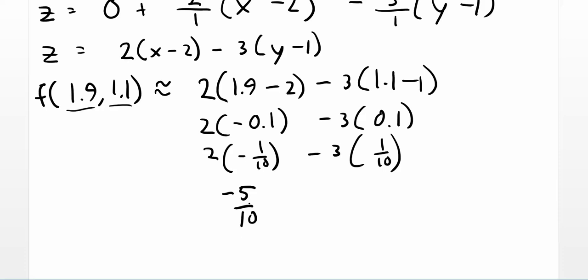And that's it. That's your approximated z value at 1.9 and 1.1.